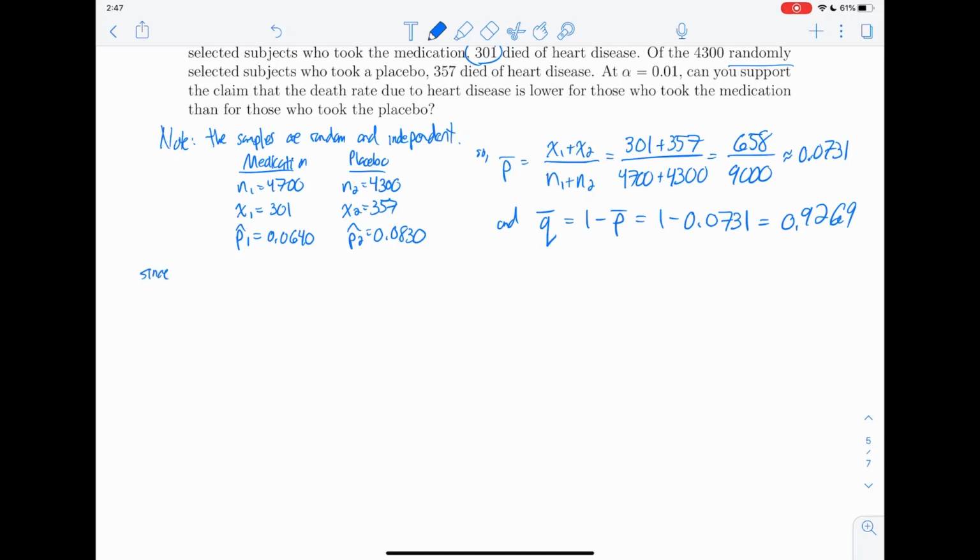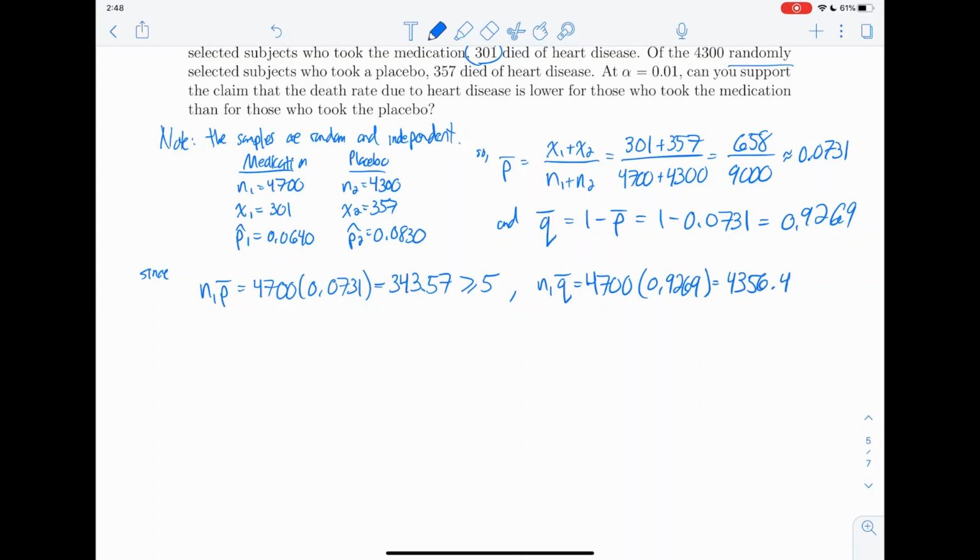So what do we want to check again? We want to check N1 P bar, which in this case is 4,700 times P bar, which is 0.0731. If you do this computation, you should get 343.57, clearly larger than 5. Do the same sample size, N1, but against Q bar. So we're going to get 4,700 times 0.9269. That's going to give us 4,356.43. That's clearly larger than 5.